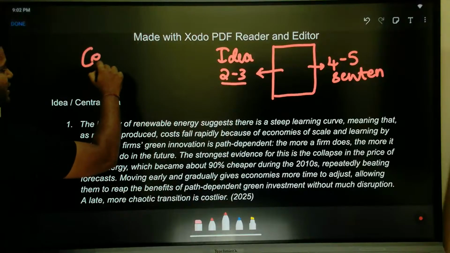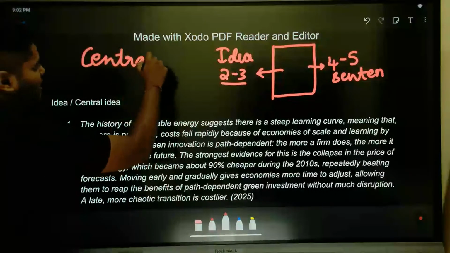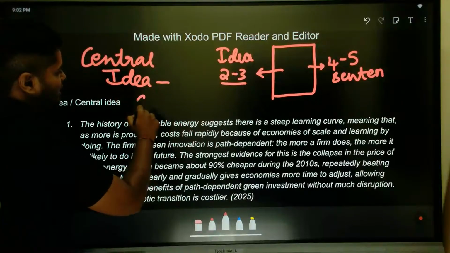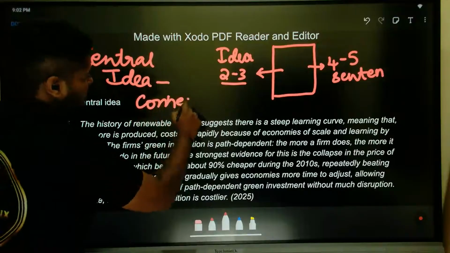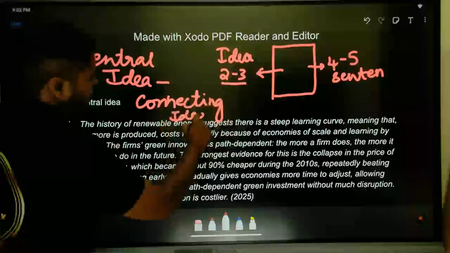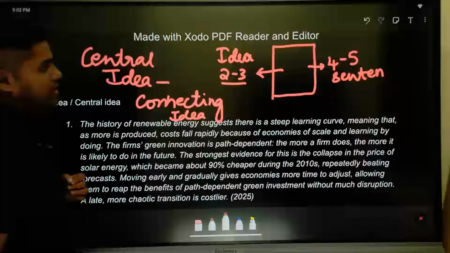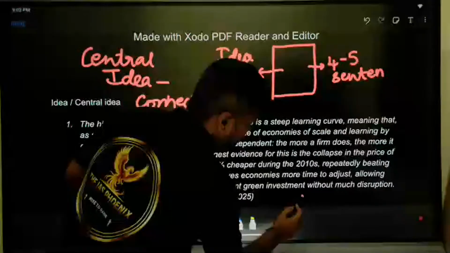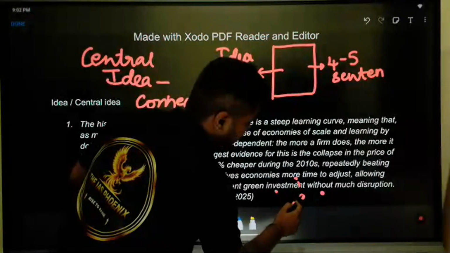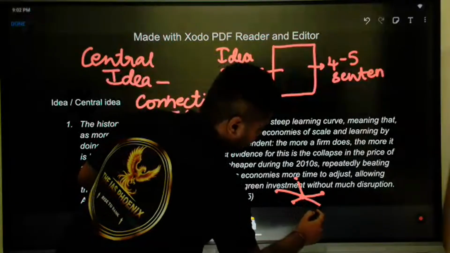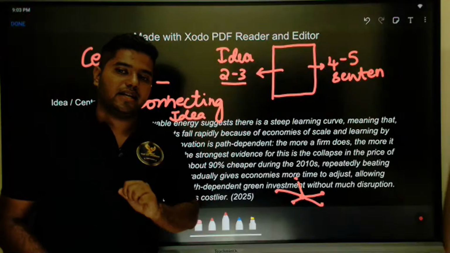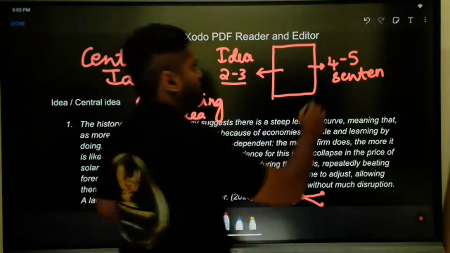What is my central idea in this case? Central idea is usually the connecting idea, which connects the ideas in the passage. This central idea connects all the different ideas. So it's more like a summary of a passage said in a single statement. That is the difference between an idea and a central idea. Now let's look at a passage.